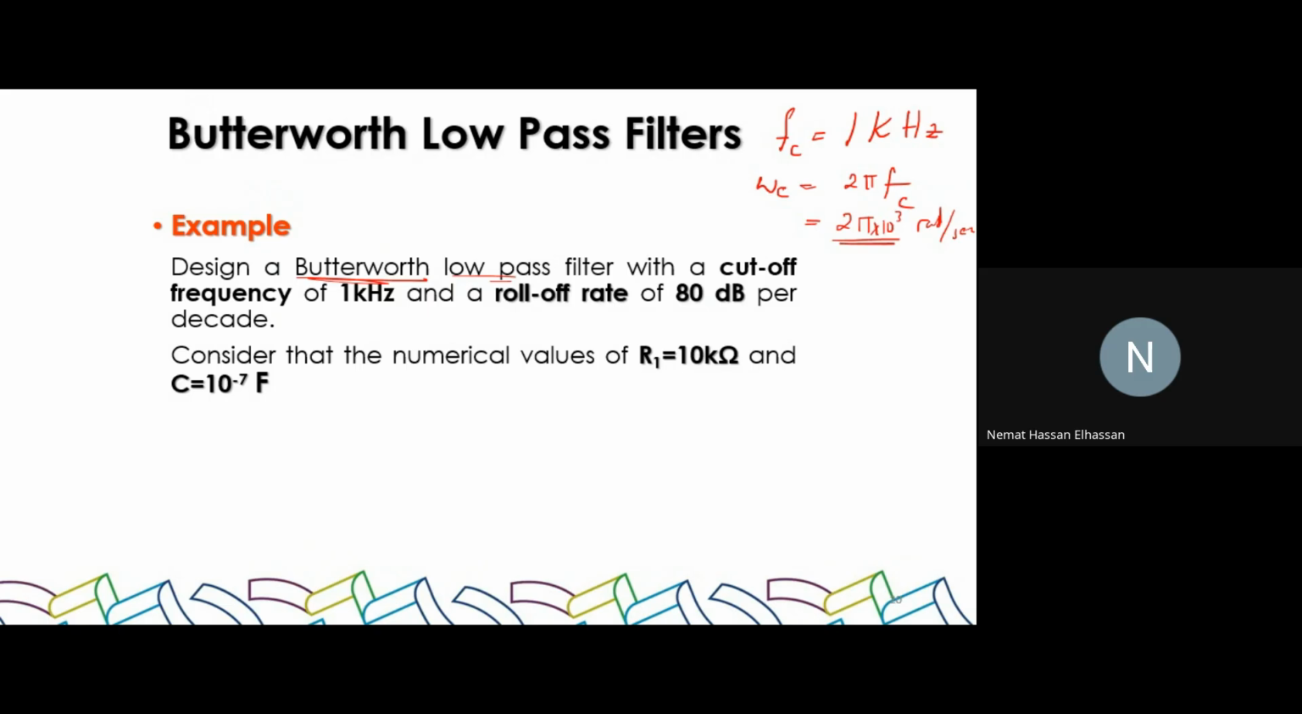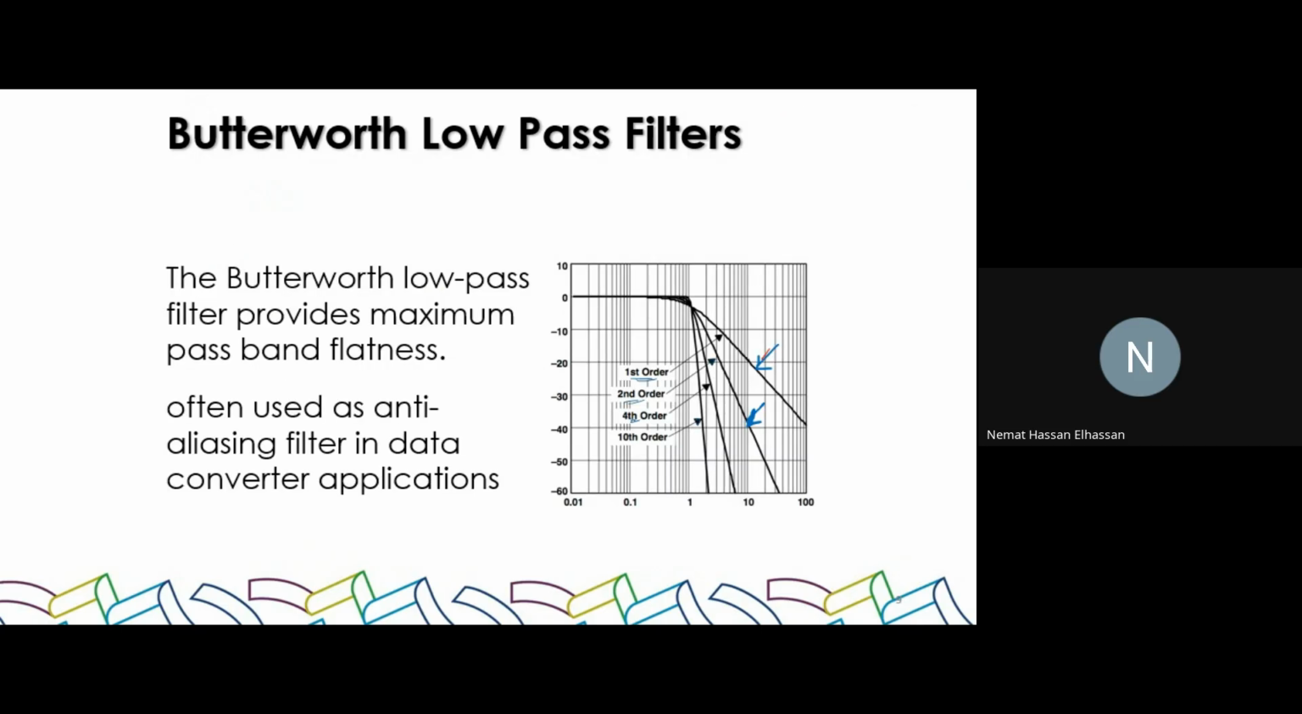Okay. Roll off is 80 decibel. What does that mean? Roll off is the transition from pass band to stop band. Roll off, if we go back to this figure, if this here is your pass band, this here is your stop band. This, for example, this range is your roll-off, okay?